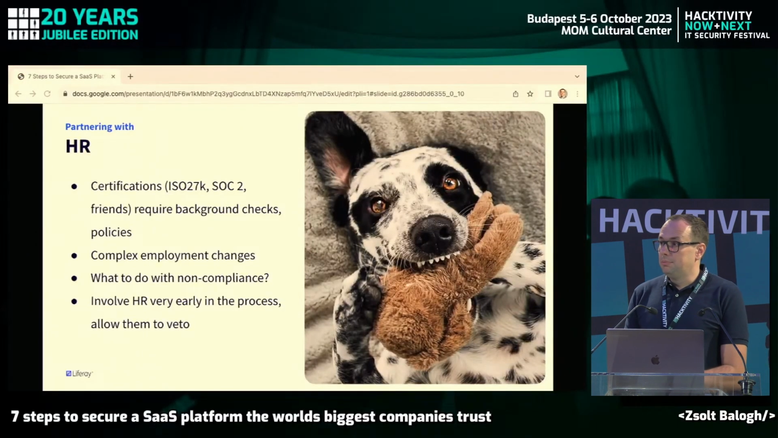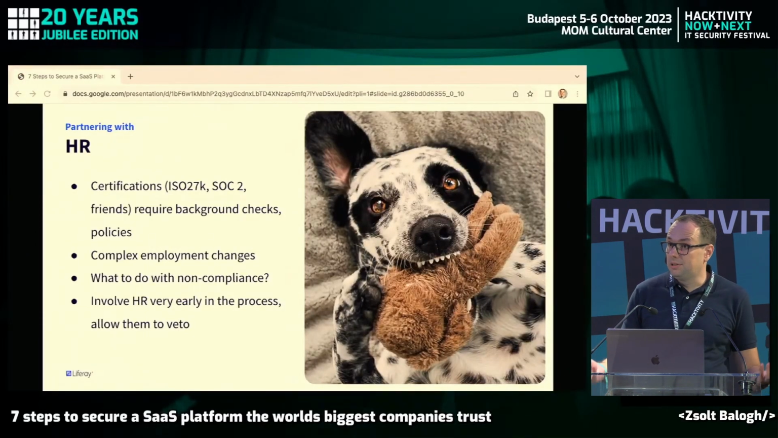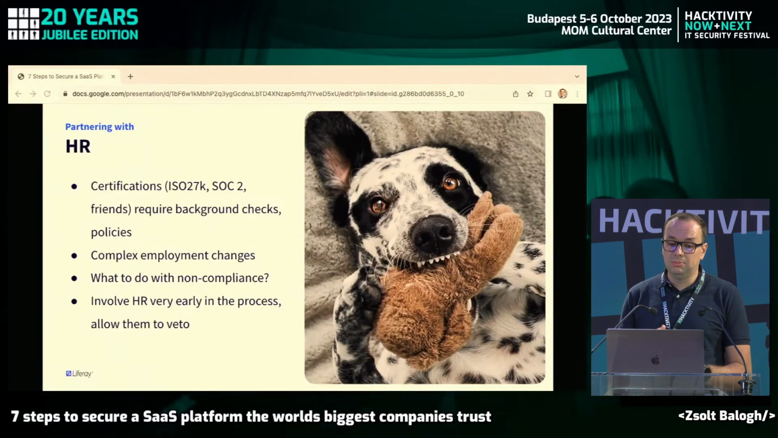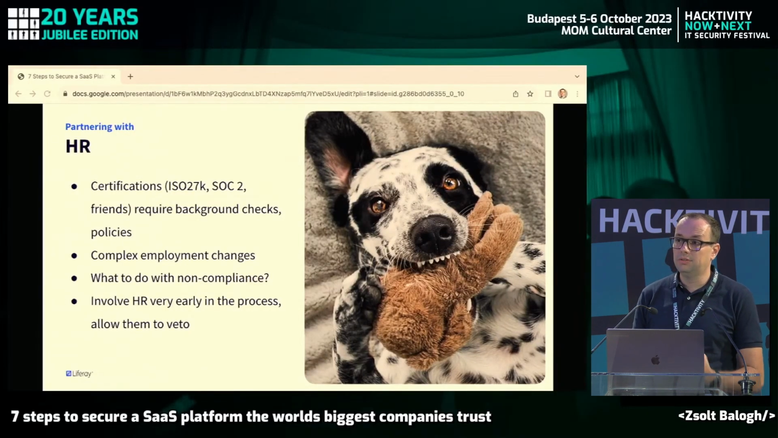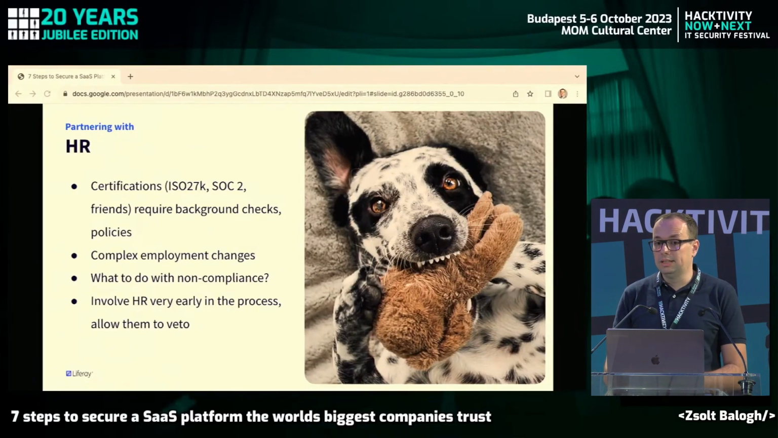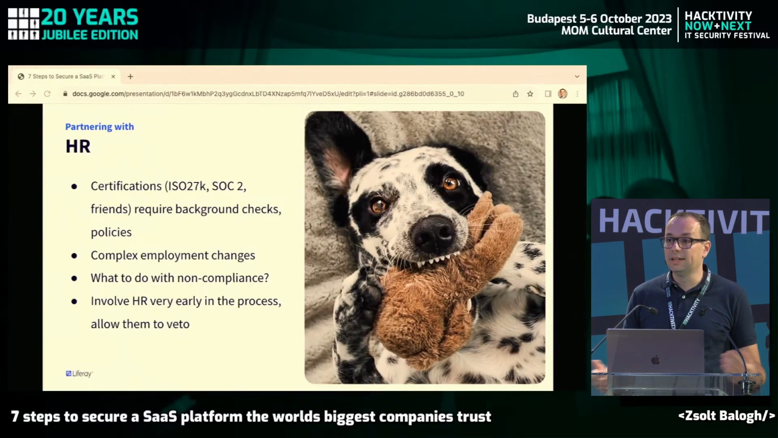HR was a big thing because we have to have background checks. For example, for certifications, we had to make complex employment changes in order to comply with all the rules. And we had to figure out what to do with non-compliance. So the win-win was that we started to involve HR early in the process, and we gave them veto rights. What it meant was that they could come back to us and say, no, this cannot be done, but we always found a way to actually implement things. And it also helped them to centralize things, because we have 24 offices worldwide, and to have the same rules apply to everyone.